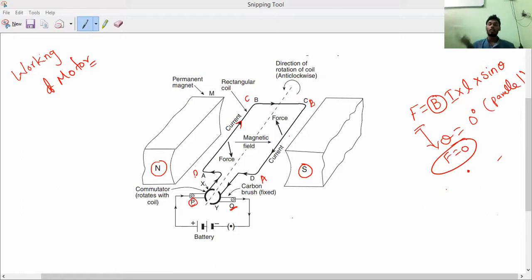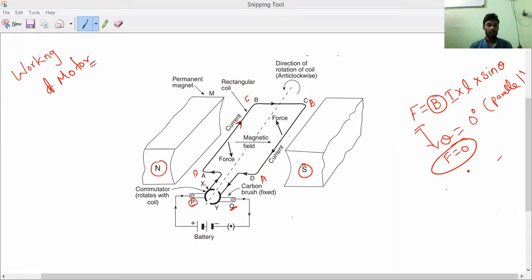So that is why the coil ABCD rotates in the anti-clockwise direction, because the current is passing in the clockwise direction. You can see the force is always exerted perpendicular to the direction of the magnetic field and the direction of current. So the AB coil is rotating anti-clockwise because the current is going like this, from positive to negative.